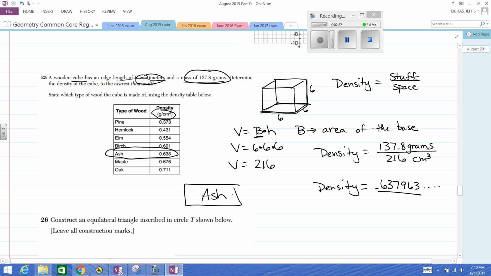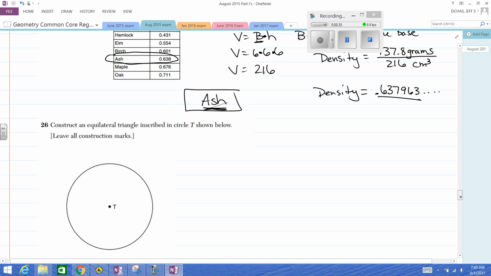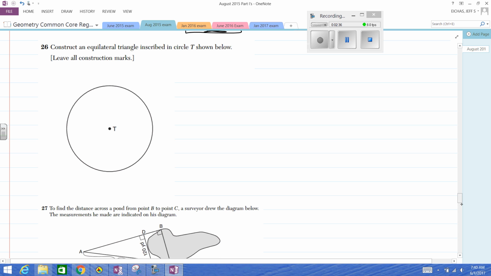And for 2 points, this is plenty of work over here. Okay, make sure you answer the question though. Don't just stop at what the density is. All right, moving on to the equilateral triangle, inscribed. There's at least 3 ways to do this problem.